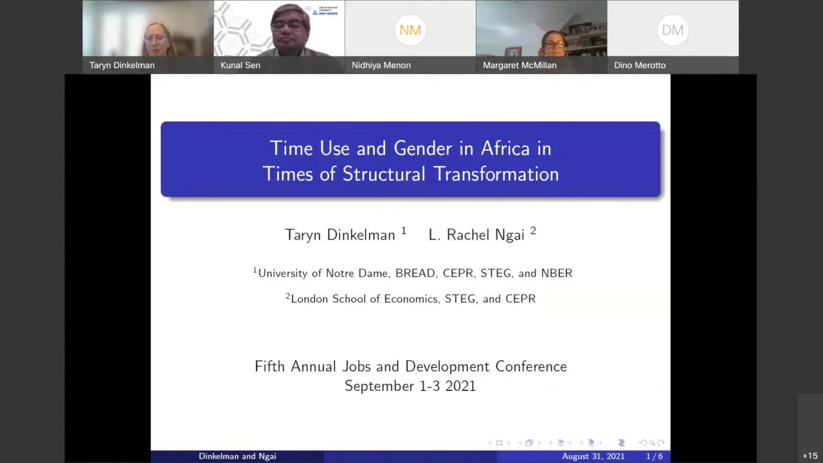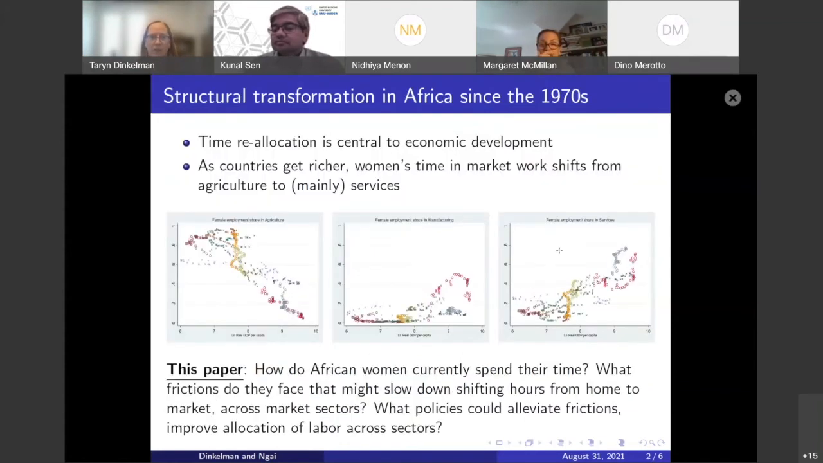This paper is new work joint with Rachel Nagai at LAC. It's really trying to think a little bit more about time use and gender in Africa during times of structural transformation.